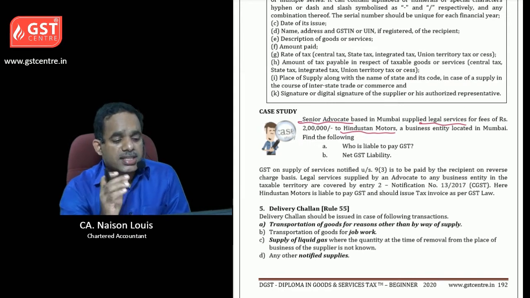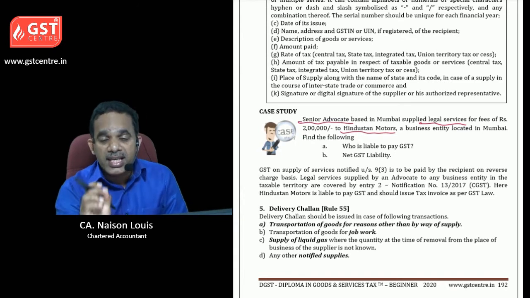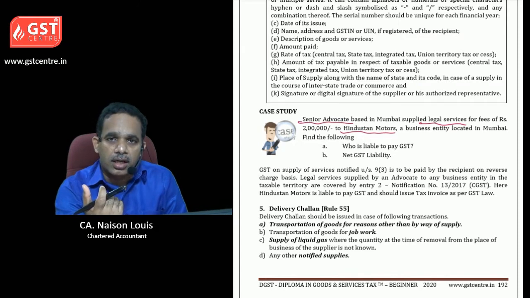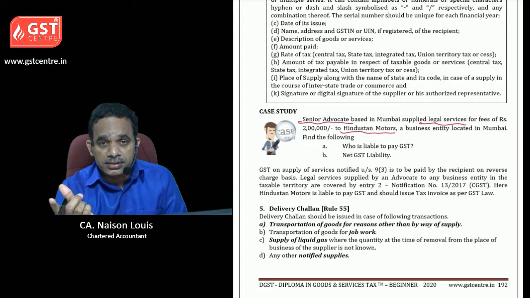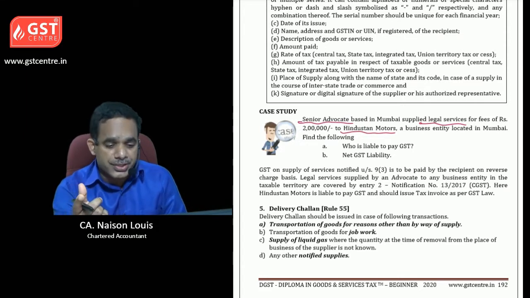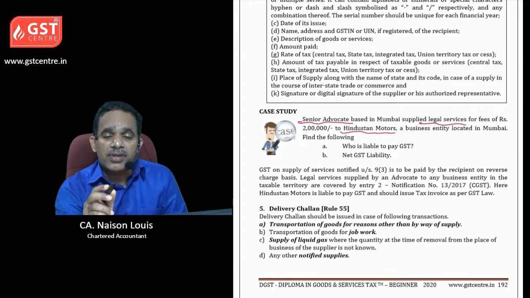GST on supply of services as per section 9 subsection 3 include legal services provided by an advocate. So suppose you get any legal service from an advocate. Advocate will not collect any GST from you, but you need to pay GST to the government directly. In RCM, recipient has to pay GST. Okay, so legal services supplied by an advocate to any business entity in the taxable territory are covered by entry 2 notification number 13/2017 CGST.